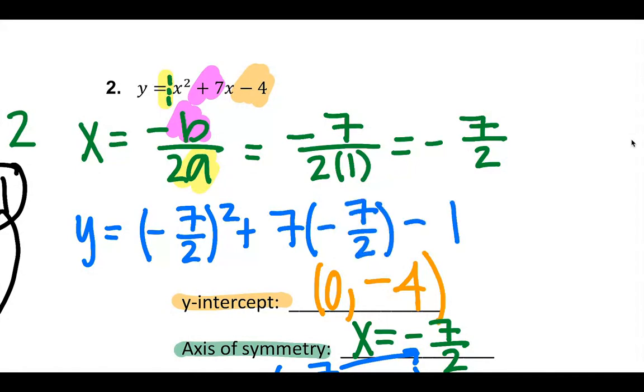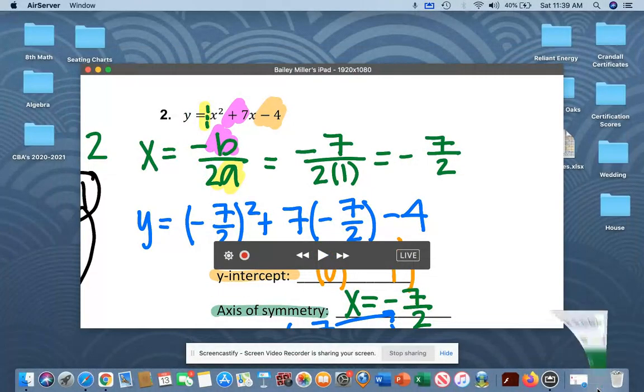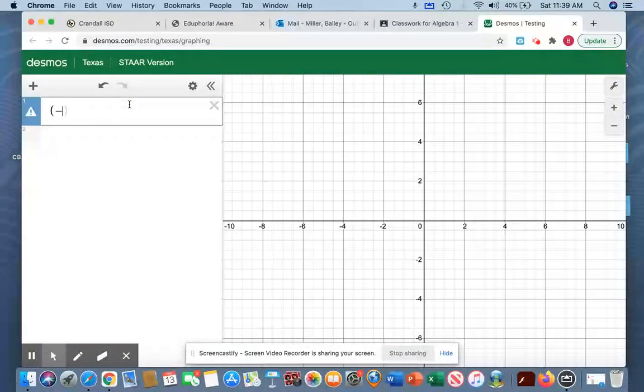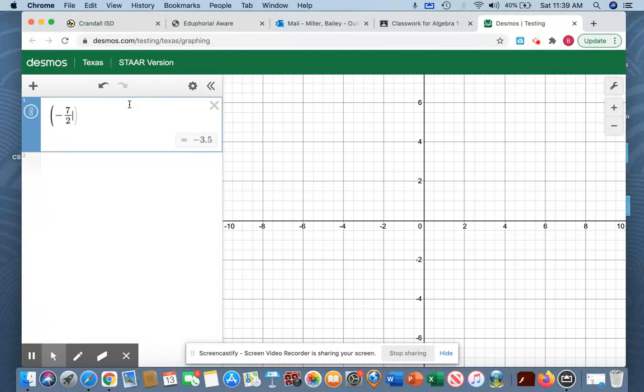And again, I'm going to plug that whole thing into Desmos. Going to cheat a little bit. Negative 7 divided by 2, square that whole thing, plus 7 times negative 7 divided by 2 minus 4. And I'm going to turn that into a fraction. The other one's in a fraction, so negative 65 over 4.